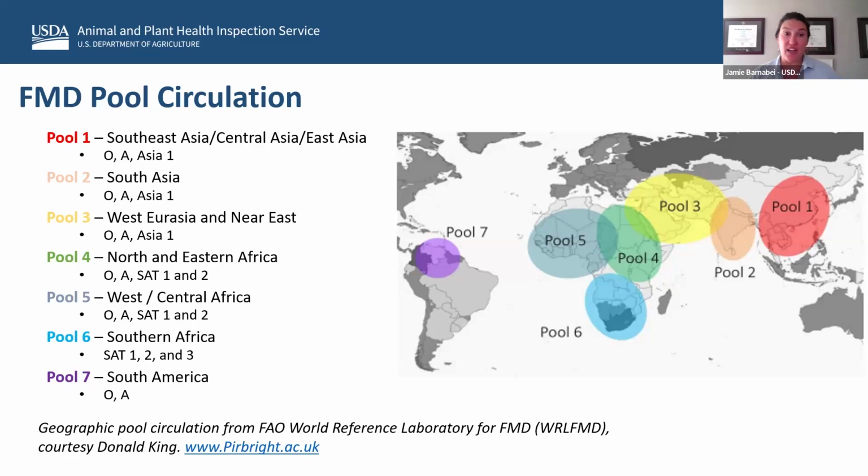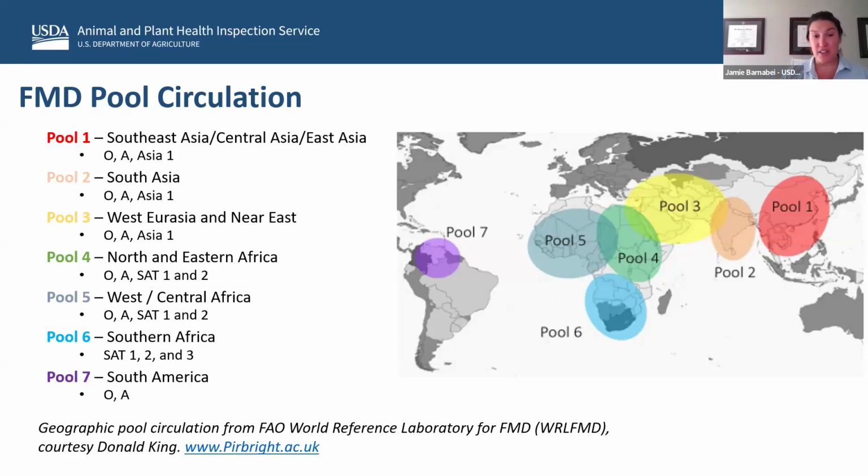That's North and Eastern Africa. We're starting to see SAT1 and SAT2 circulating there. Pool 5 is in that grayish blue color. That's West and Central Africa. Again, similar: O, A, SAT1 and SAT2.